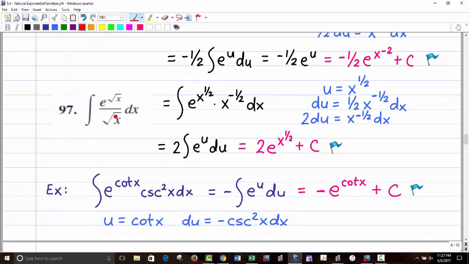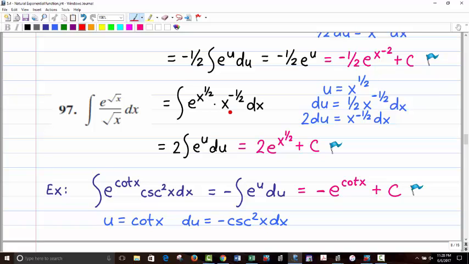Same thing with the square root of x. You bring the bottom square root of x up and make it x to the -1/2. Then you just rewrite the exponent as x to the 1/2, and you have u equals x to the 1/2. Take the derivative, it'd be 1/2 x to the -1/2. We divide both sides by 1/2 or multiply by 2. Either way you do it, you're going to get 2 over here and cancel the 1/2. So 2 du will equal this x to the negative 1/2 dx right here. And then we have it.